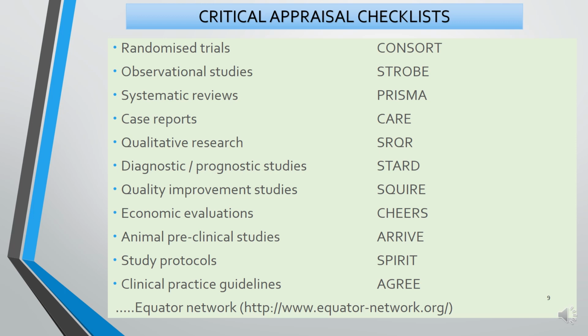Critical appraisal checklist. For example, if the study design is a randomized control trial, we have to consult the CONSORT guidelines for critical appraisal of that randomized control trial study. For observational studies, it's STROBE. For systematic reviews, it's PRISMA. For case reports, it's CARE. Like that, depending on the study design, you are going to use the checklist to critically appraise the article.